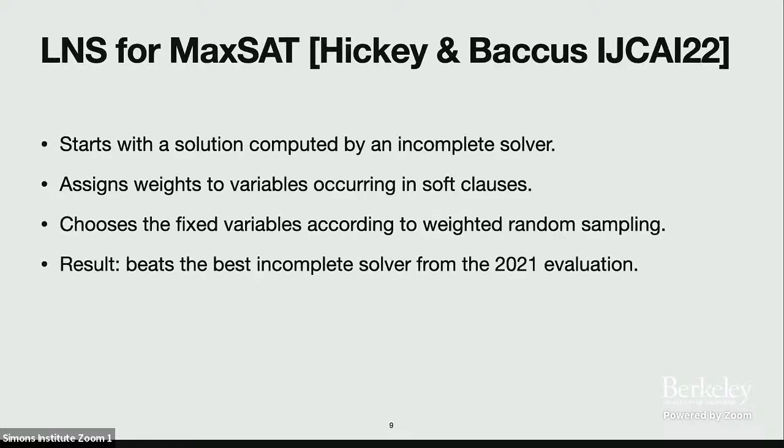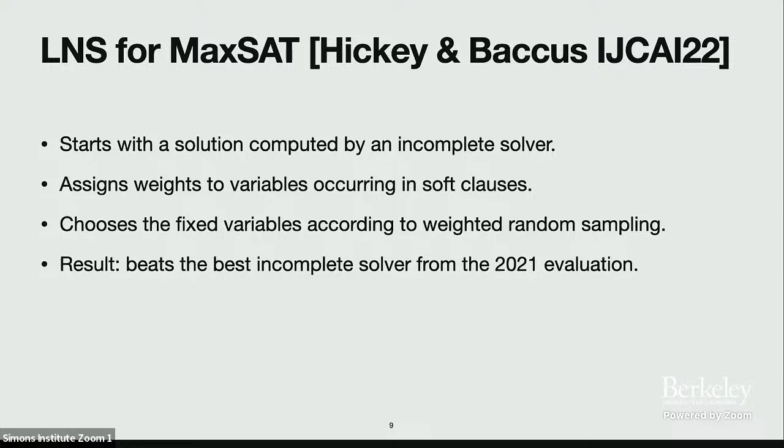So this basic idea was done in a paper last year by Hickey and Bacchus. They used an incomplete MaxSAT solver from the competition to get an initial solution. And then to select the variables, they assign a weight to each variable that occurs in the soft clause. The weight depends on whether the soft clause is satisfied or not. And then they perform uniform weighted sampling to get the set of fixed variables. Then they reduce the instance as shown before and give it to a MaxSAT solver. And they do this over and over again.